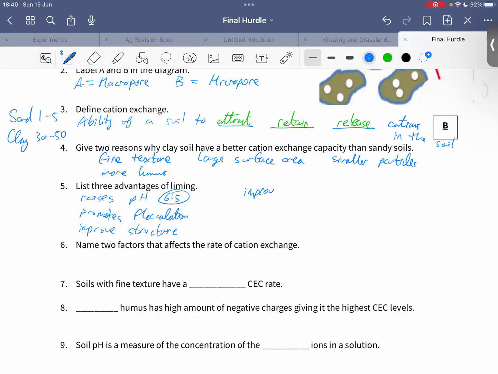This is your chance to show you know what you're talking about. Improves organic matter and higher nutrient availability. Why? Because we're closer to that 6.5 level. Lovely stuff. Two factors that affect the rate of cation exchange.